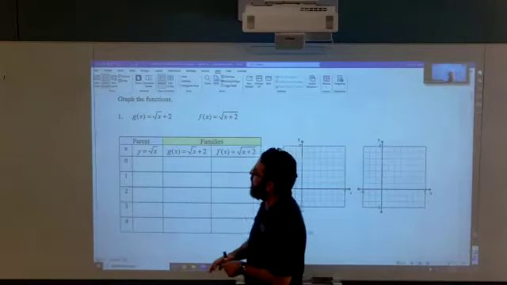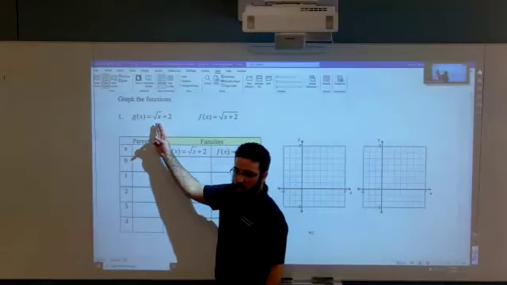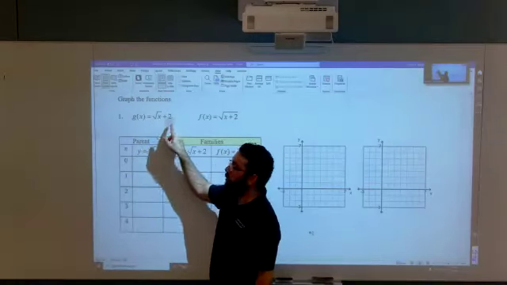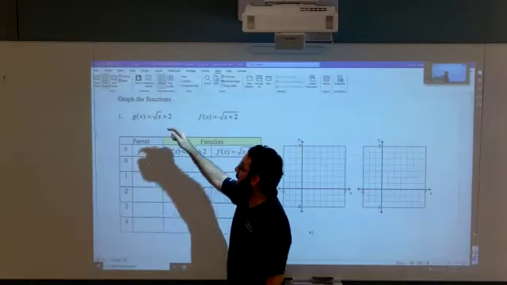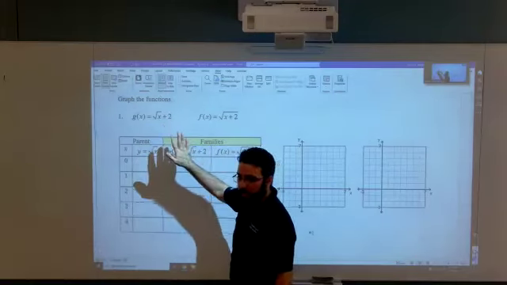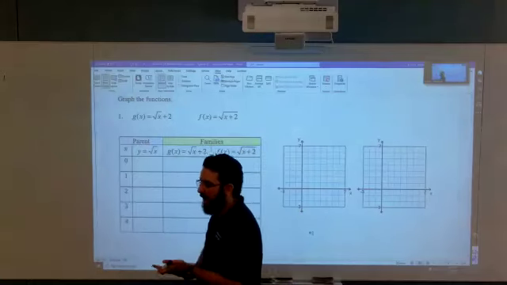Now tell me, what's the basic function here? Square root of x plus 2. What's going to happen to the function? It's going to move up 2 units. Is that okay? Let's try to figure out how we're going to graph it.